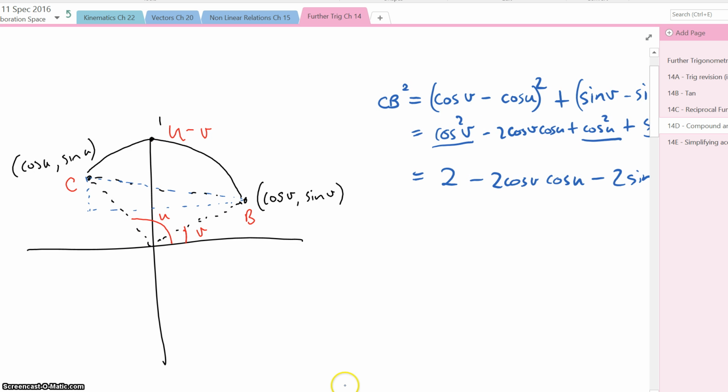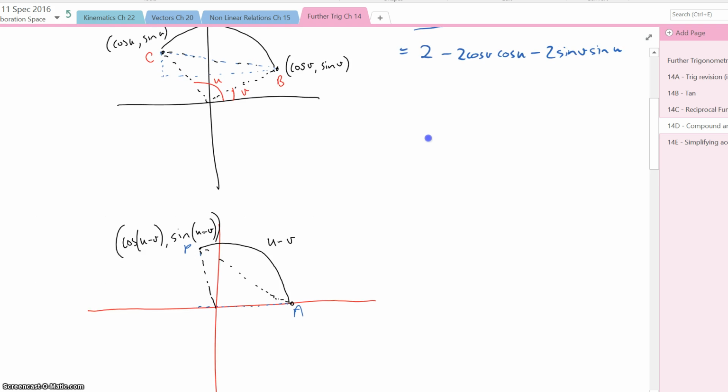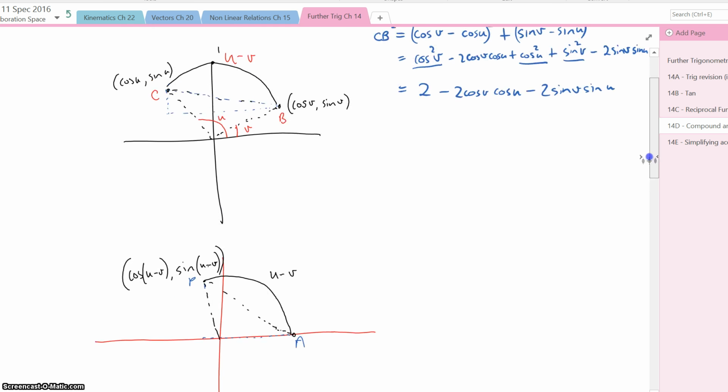Now I'm going to rotate this triangle, or this section of the unit circle, down to the right so it meets the x-axis, and do a bunch of other things now. So the same part, I've moved it down to there just so you can see it all together. There we go. So that point B is now where the point A is, and the point C is now where the point P is. Now I know that this angle in here is going to be U minus V, because that's what we had before. That angle is U minus V. So therefore P has the coordinates of cos(U minus V) and sine(U minus V).